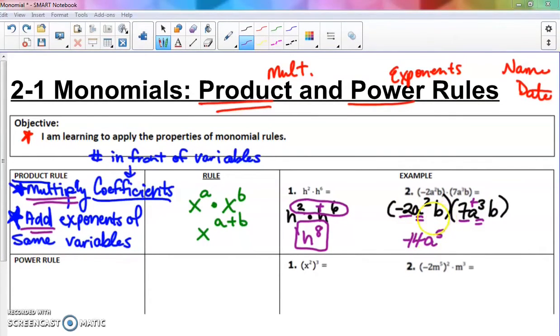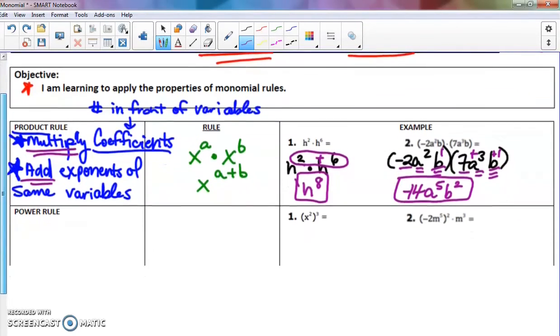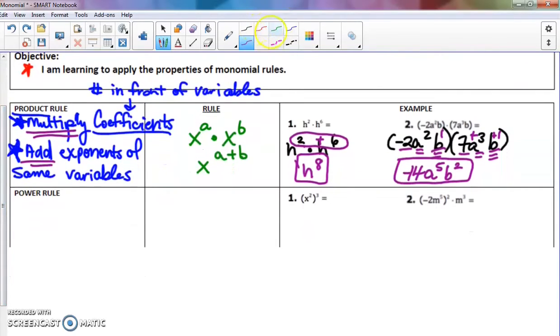Okay, I think the pen's working again, so I can draw lines under. So we have a b in this parentheses, we have just a b in this parentheses. So it's actually b to the first. So if I have b to the first times b to the first, we add the 1 and 1, and we get b to the second, because there's actually 2 of them there. So that means that there's 2 b's, and we're good. That's our product rule. Now the second one we're going to look at is the power rule.